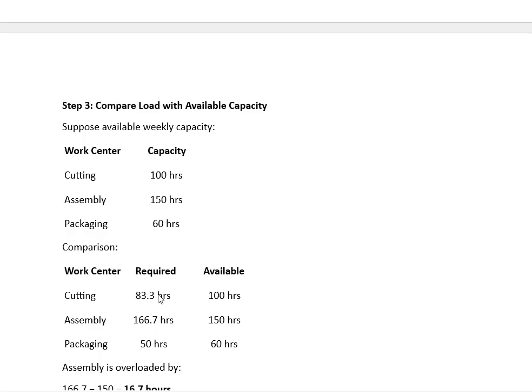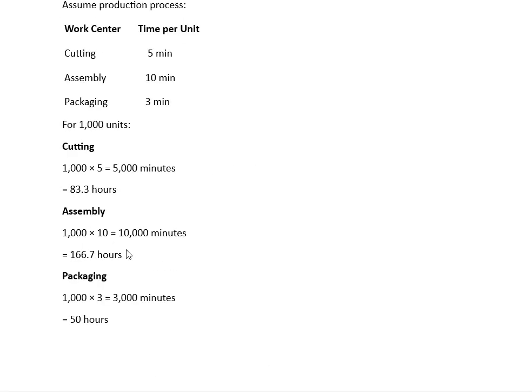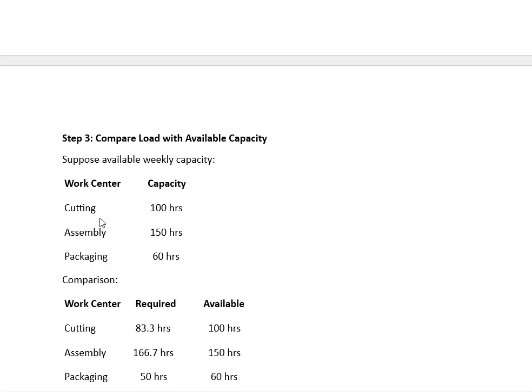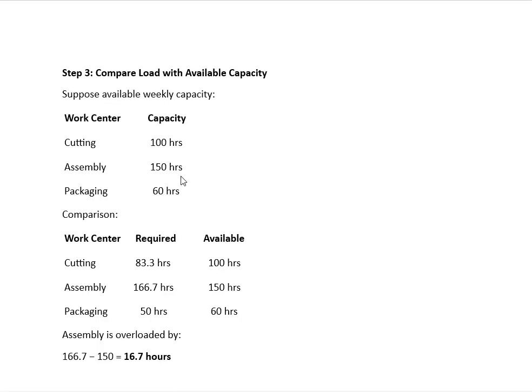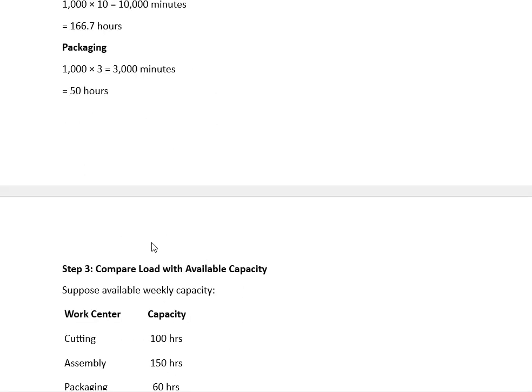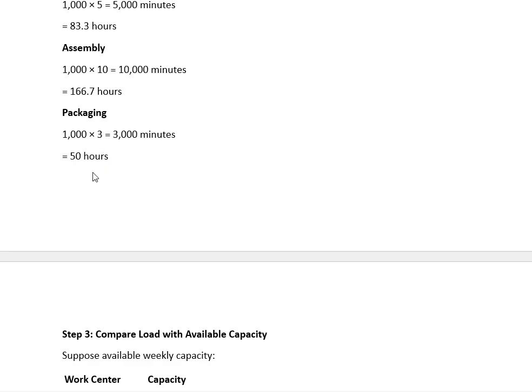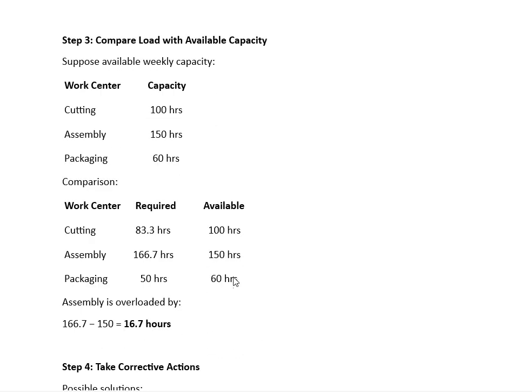For cutting, 83.3 hours is required, which I calculated here, and available is 100 hours. For assembly, required is 166.7 hours and available is 150 hours. For packaging, required is 50 hours and available is 60 hours. So assembly is overloaded by 166.7 minus 150, which is equal to 16.7 hours.